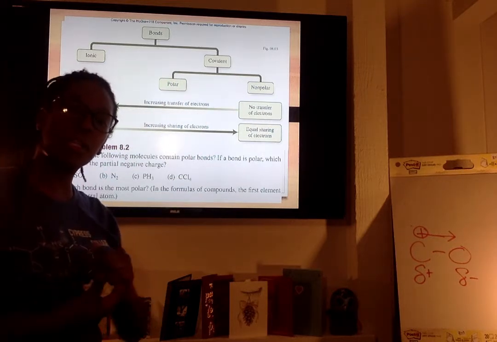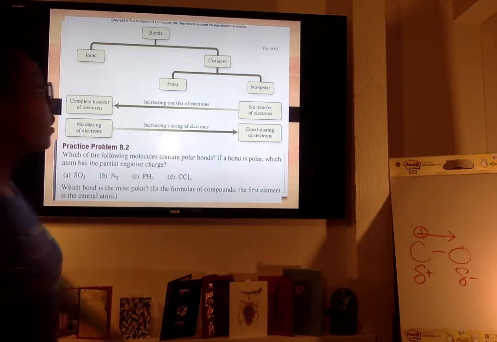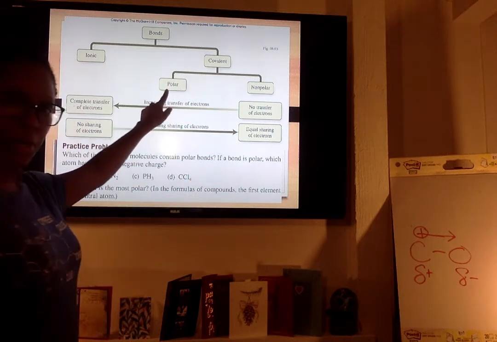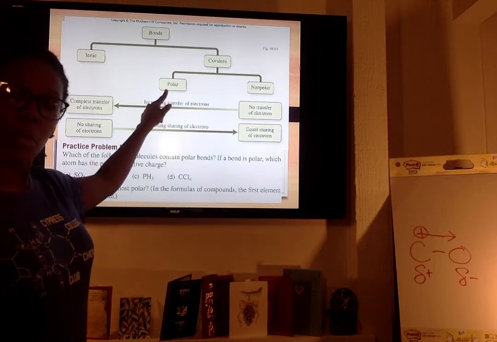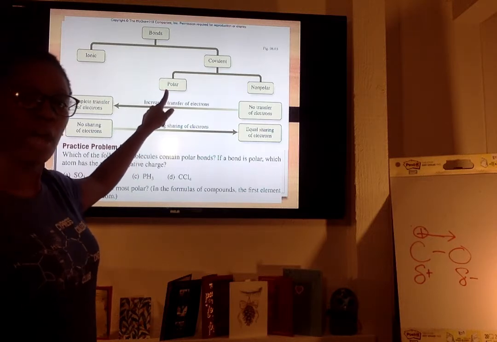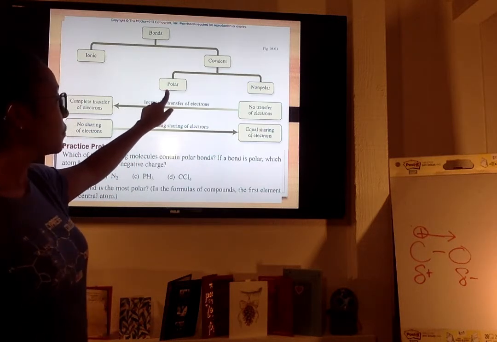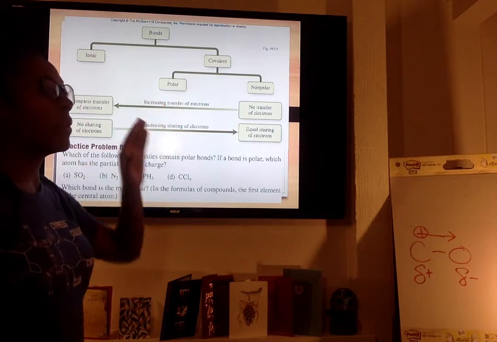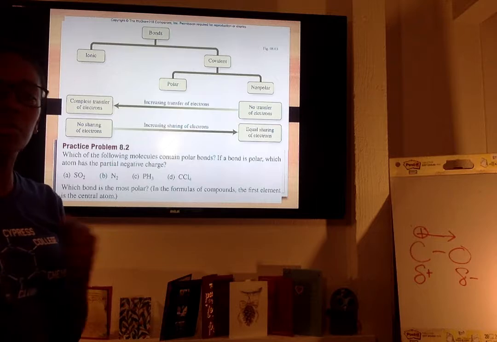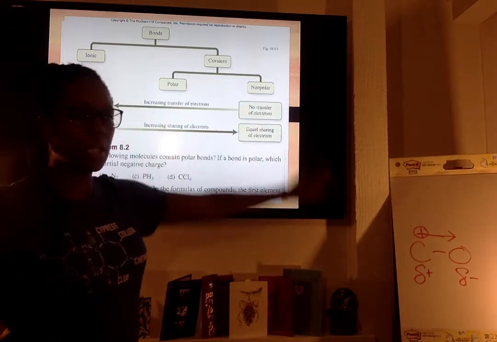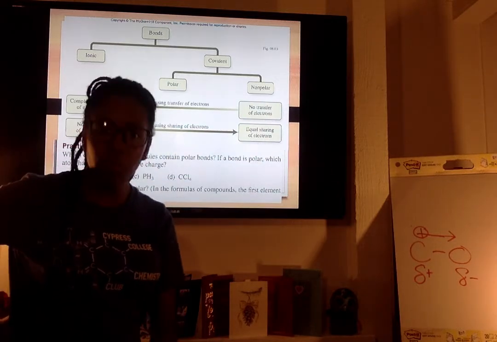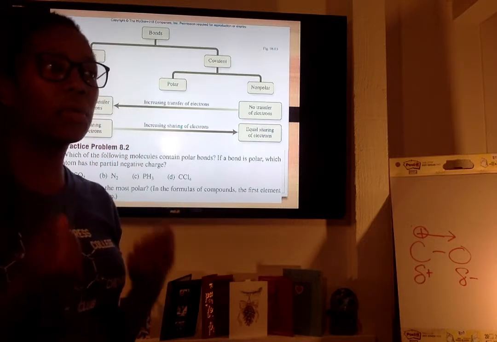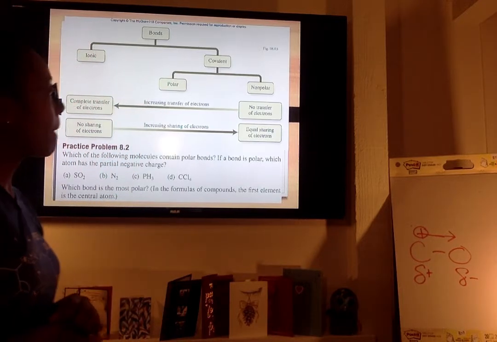With the sharing, there can be two kinds of sharing. You can have your polar covalent, and remember the polar is the one that's going to have the pull. So one of the atoms is going to have more pull than the other, one is going to have a stronger pull. And the nonpolar is like no pulling, so there's going to be an equal sharing.